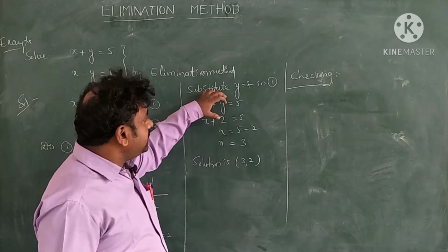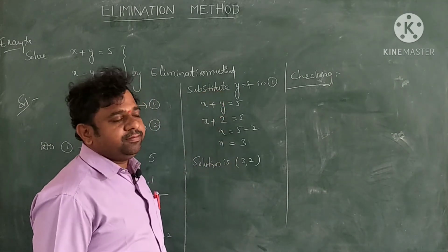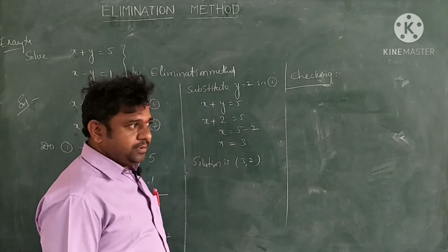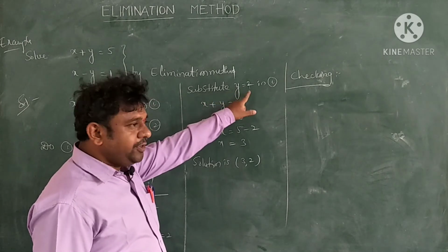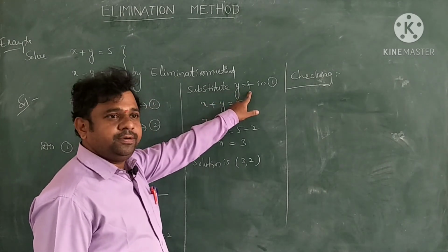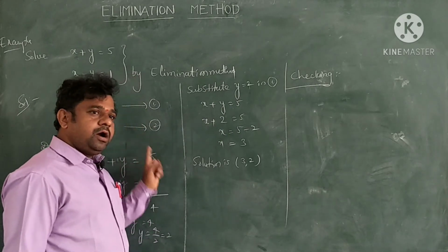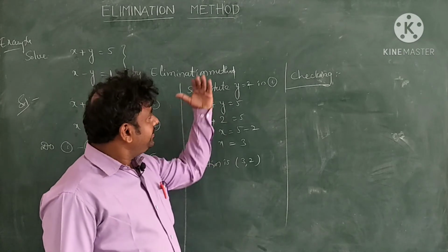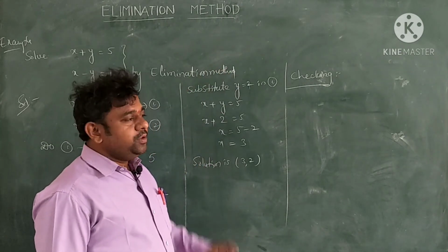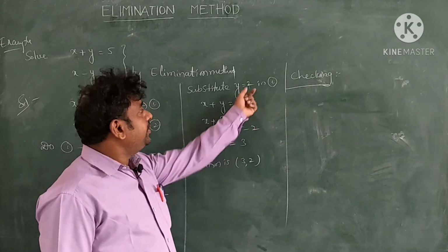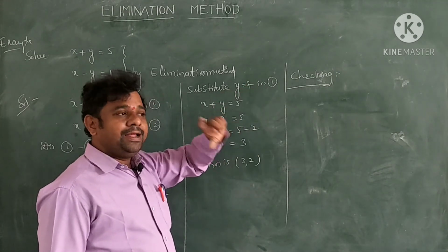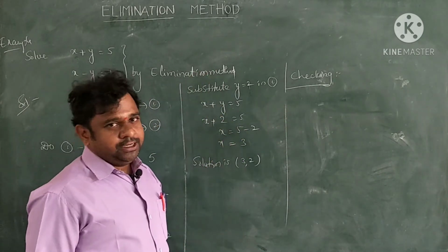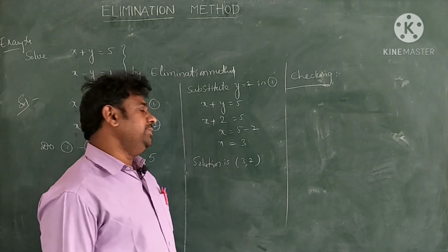Students, the difference between the elimination method and the substitution method: in the elimination method, we can substitute the known variable in either equation 1 or equation 2. But in the substitution method, we must substitute the known variable in the other equation only. There is a lot of difference between the substitution method and the elimination method.